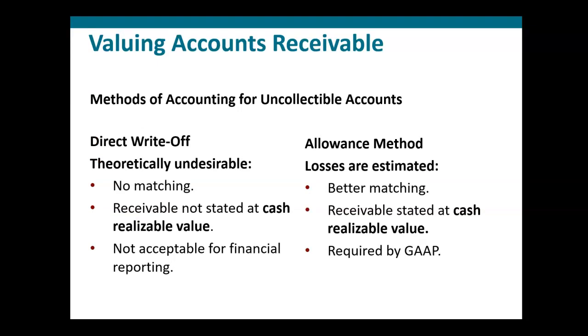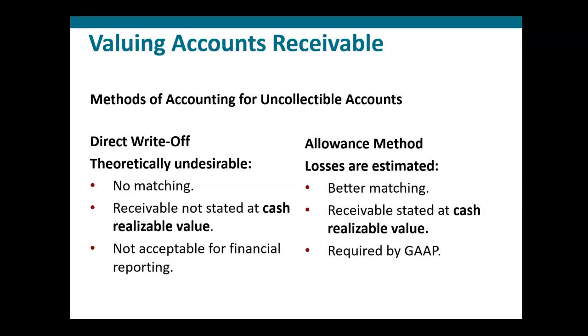Two methods. The direct write-off method is undesirable, not something that can be used in a generally accepted accounting principle format statement, and it doesn't report receivables at the cash realizable value. The allowance method that we're going to talk about now matches revenues and expenses to the period in which the revenues were earned and the expense was incurred.